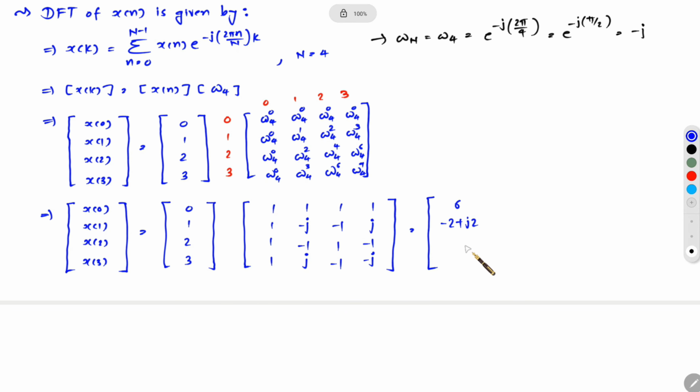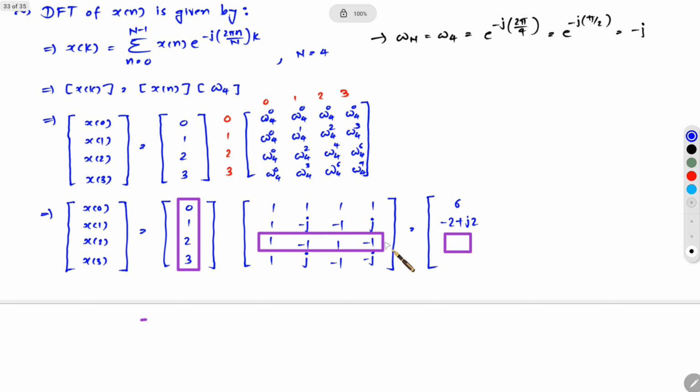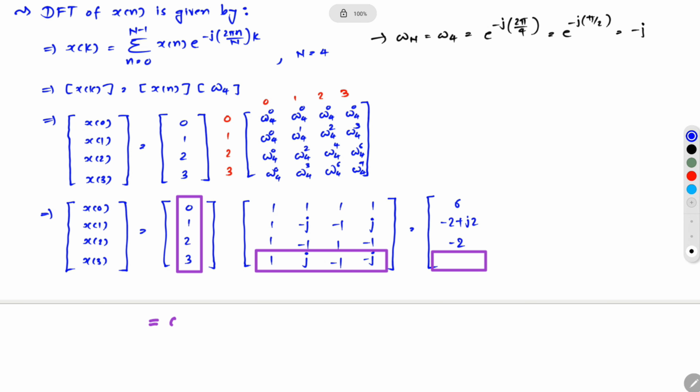Third element will be this column into third row. So that will be 0 into 1 plus 1 into minus 1 plus 2 into 1 plus 3 into minus 1. That will be minus 2. And the last element will be this column into last row. So that will be 0 into 1 plus 1 into J plus 2 into minus 1 plus 3 into minus J. That will be minus 2 minus J2.